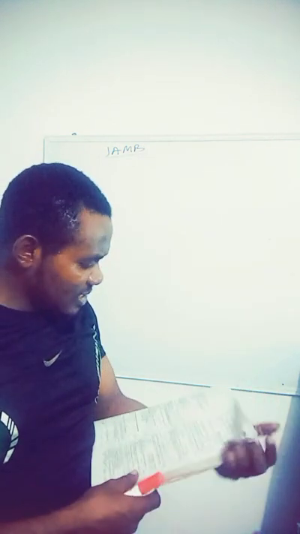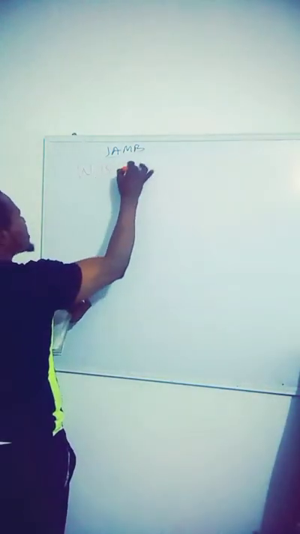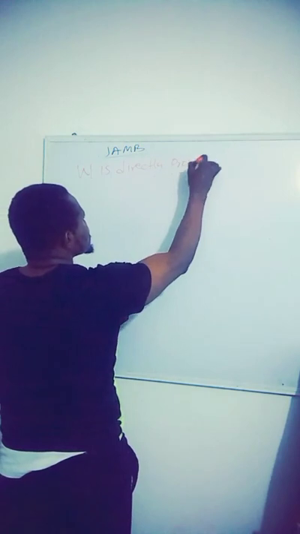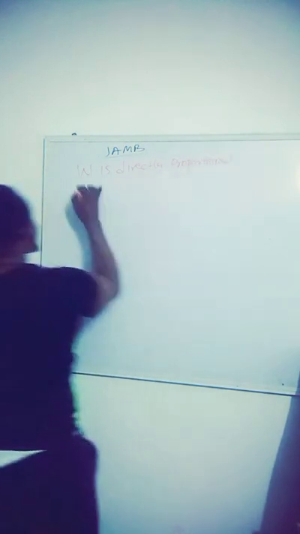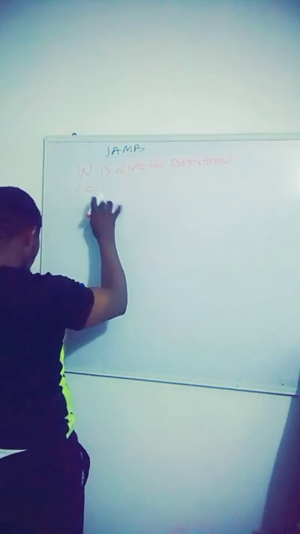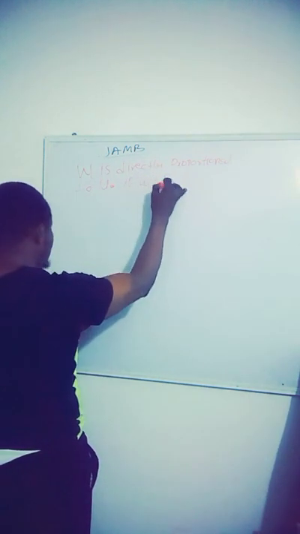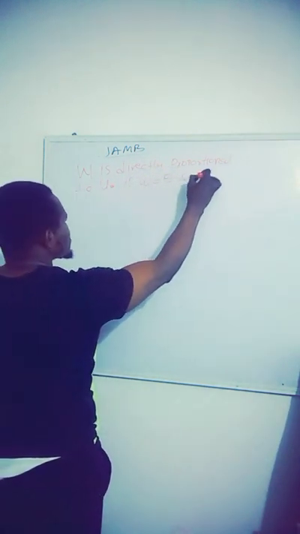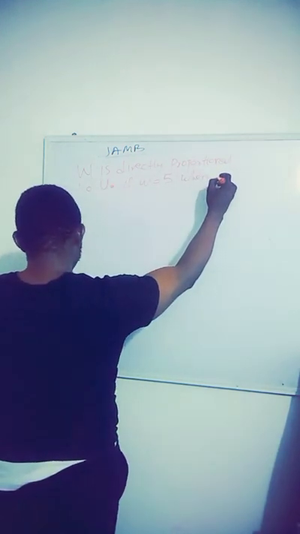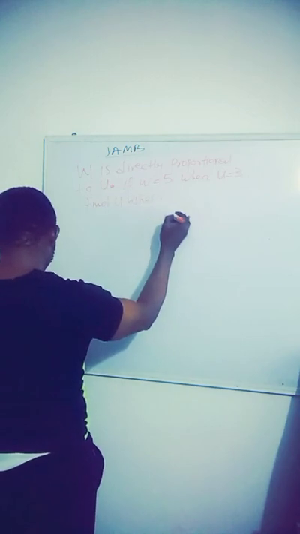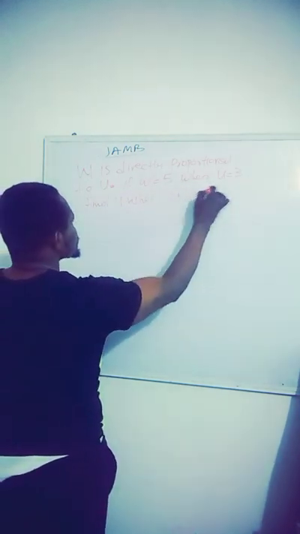So the next question we're having here is: W is directly proportional to U. If W equals 5 when U equals 3, find U when W equals 2/7.